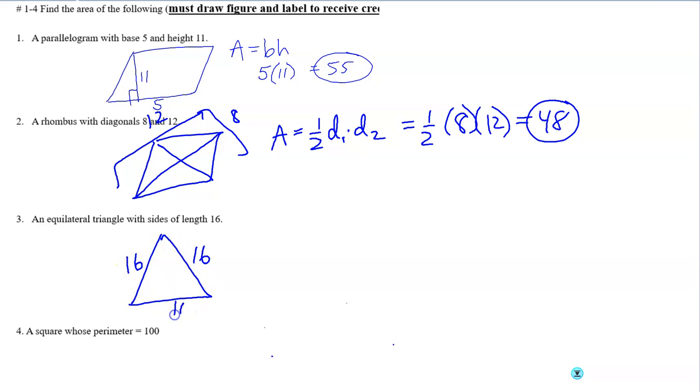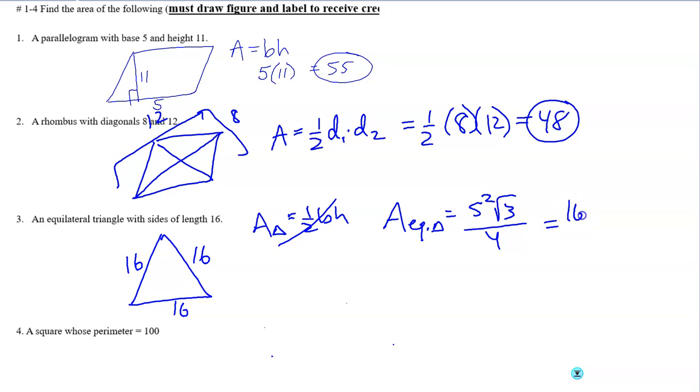All right, an equilateral triangle with side lengths of 16. I would not use the area of a triangle formula with the 1/2 base times height. I would use the area of an equilateral triangle. And that is side squared root 3 over 4. So that would be 16 squared root 3 over 4. And let's see, that should be 64 root 3. Now, you can do it the long way, but I prefer this way.